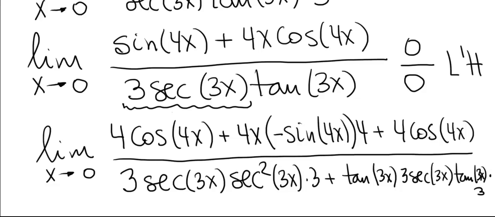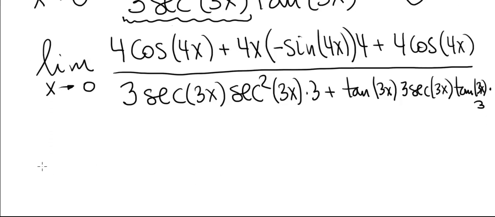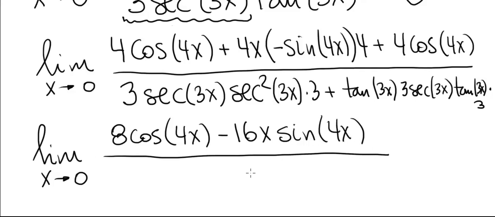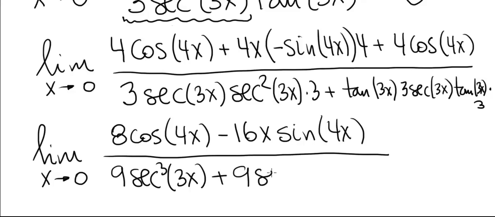So again, let's clean this up and take the limit of the function written in a nicer way. So this is the limit as x goes to 0. In the numerator we have 4 cosine 4x and another 4 cosine 4x. That's 8 times cosine of 4x. And then we have minus 16x times sine of 4x. And in the denominator we have 9 secant cubed of 3x plus 9 times secant of 3x times tangent squared of 3x.